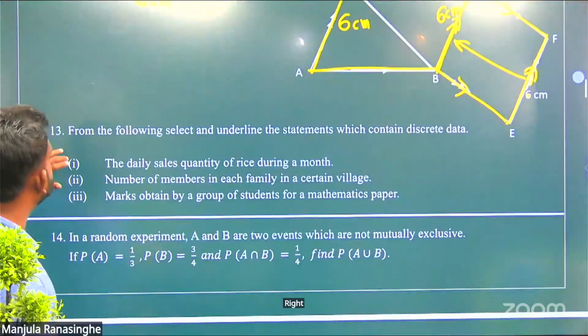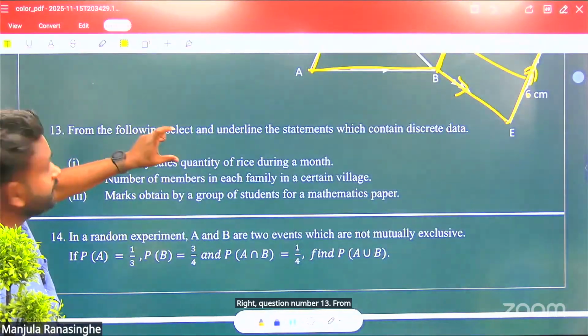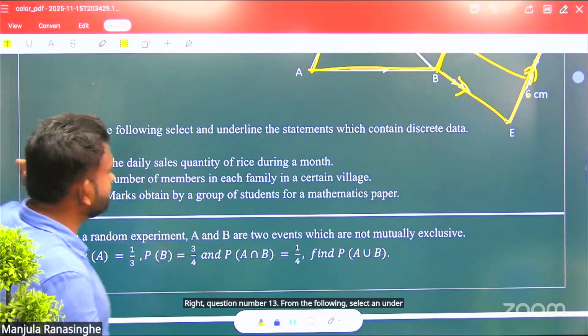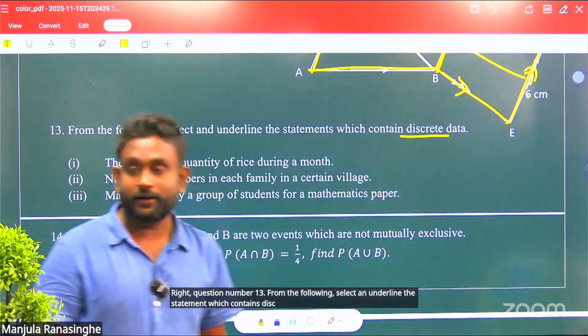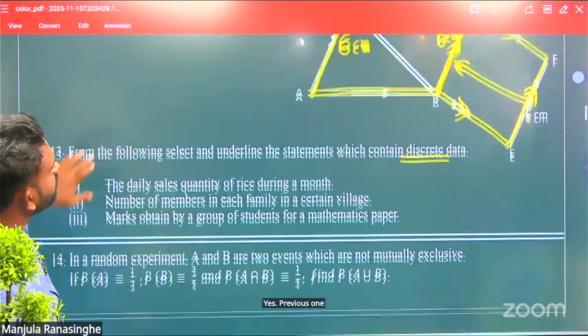Right, question number 13. From the following, select and underline the statement which contains discrete data. Excuse me, sir, I can't understand the previous one. Yes, okay, right.